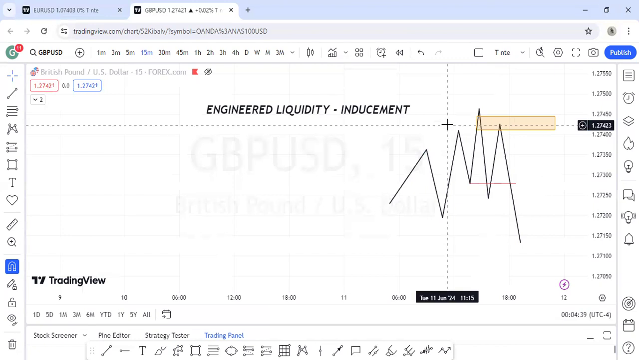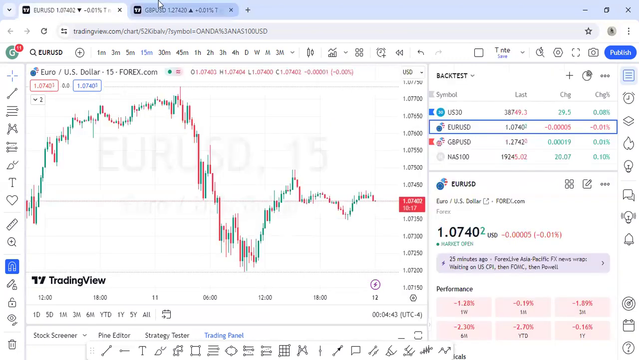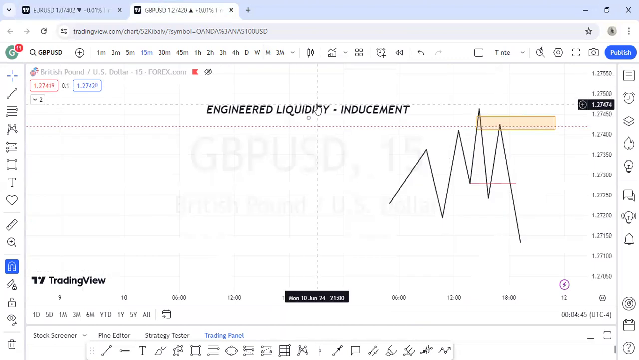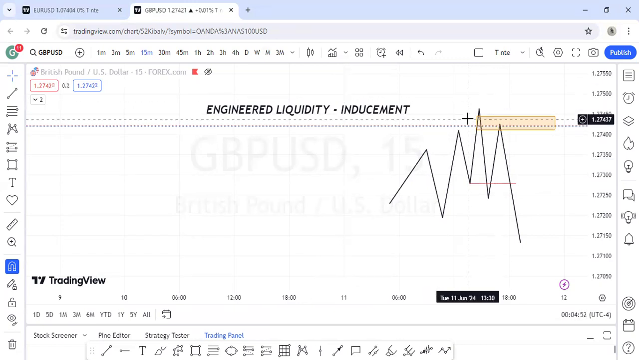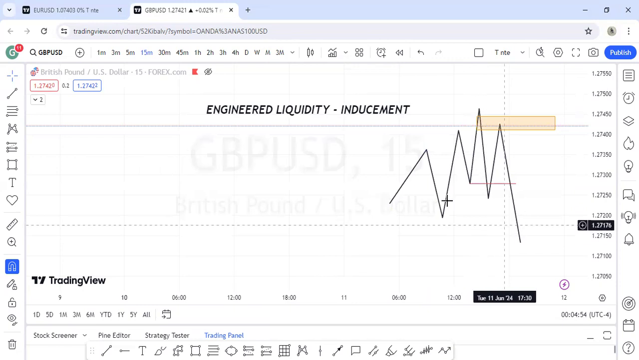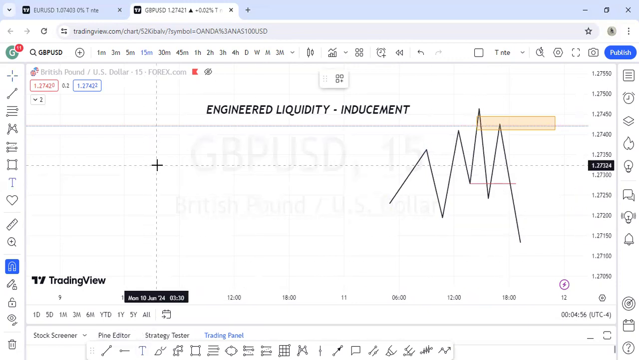Now, in my opinion, one of the ways that you can tell that this is a break of structure, this is an inducement, is by looking at where price is coming from, right? And then looking at the trend of the market. So these are the things you look out for. You look at the trend of the market. Is it overall bullish, right? And then where is price coming from?